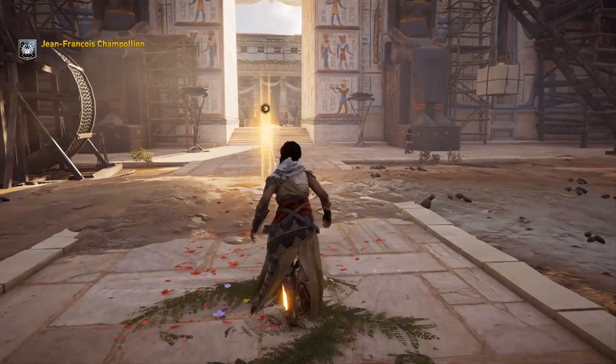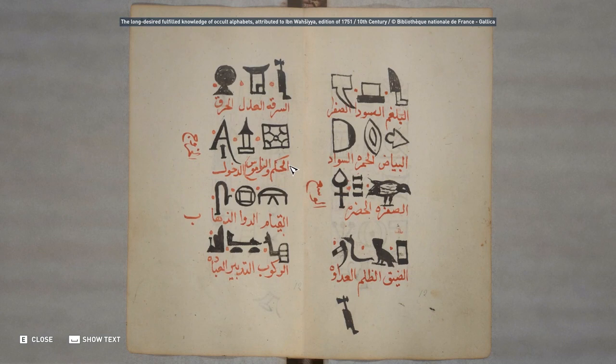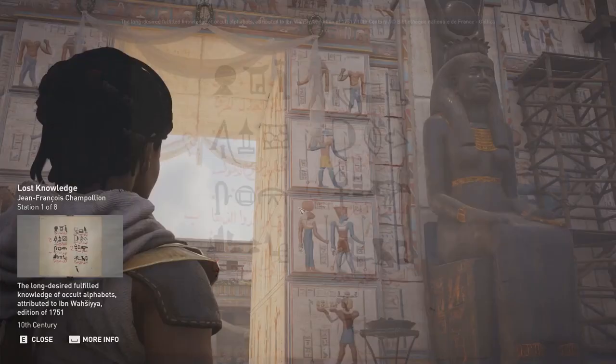Between the 5th century CE and the Renaissance, knowledge of hieroglyphs was entirely lost. Many enthusiasts tackled the challenge of deciphering the language with little success. Some groundwork was made with various researchers identifying names and some grammatical structure, and confirming that cartouches were markers for royal names. They were still missing a critical piece of information that would eventually be revealed thanks to the discovery of the Rosetta Stone.